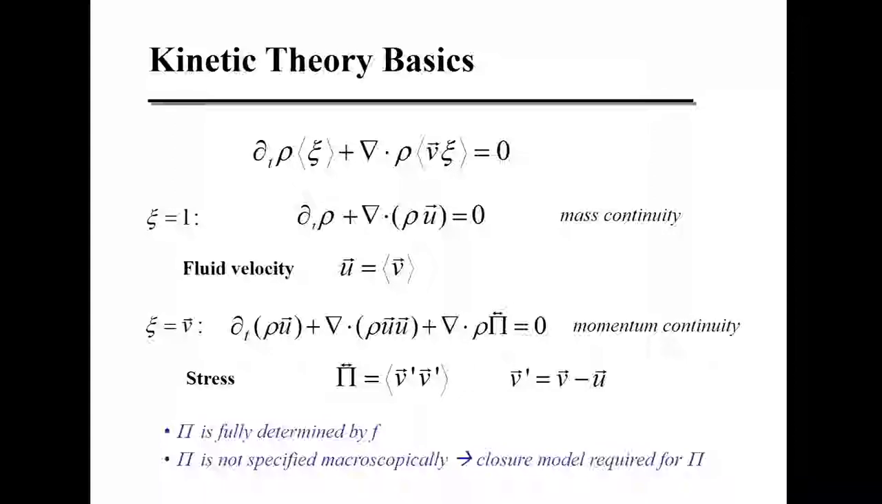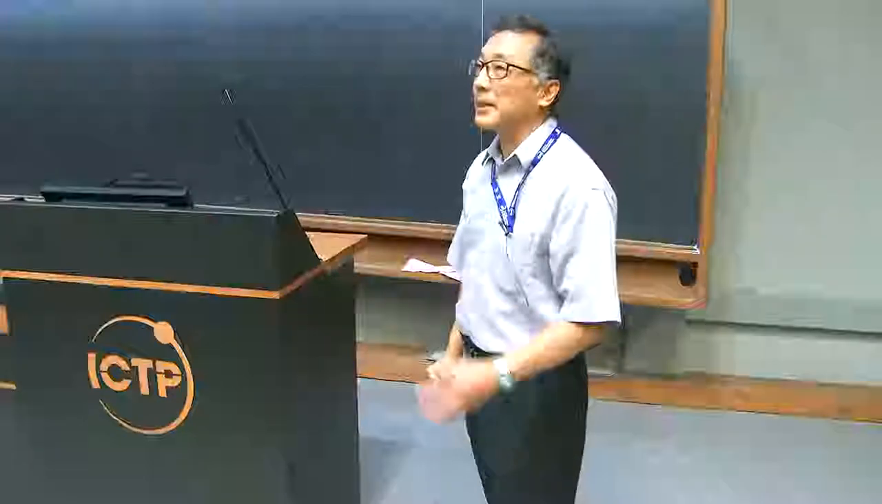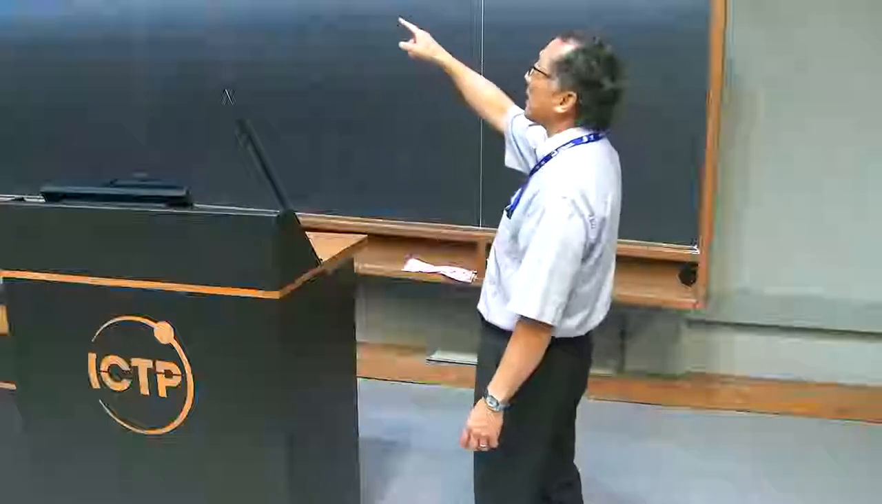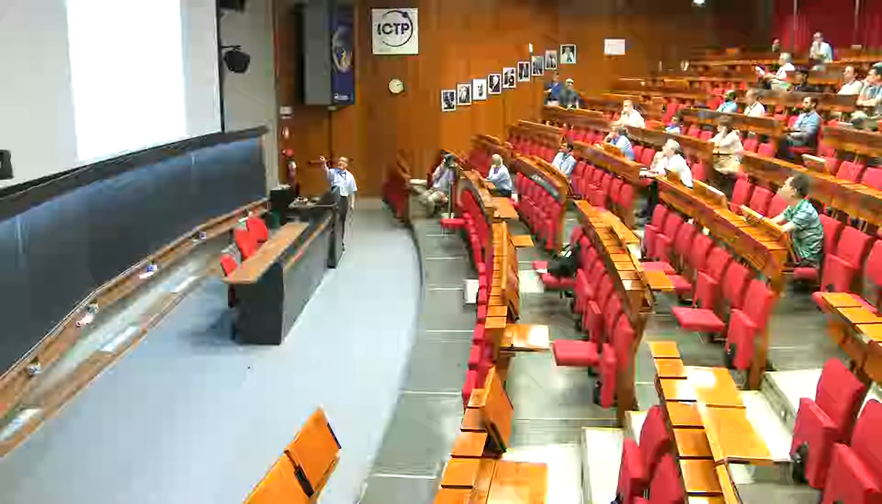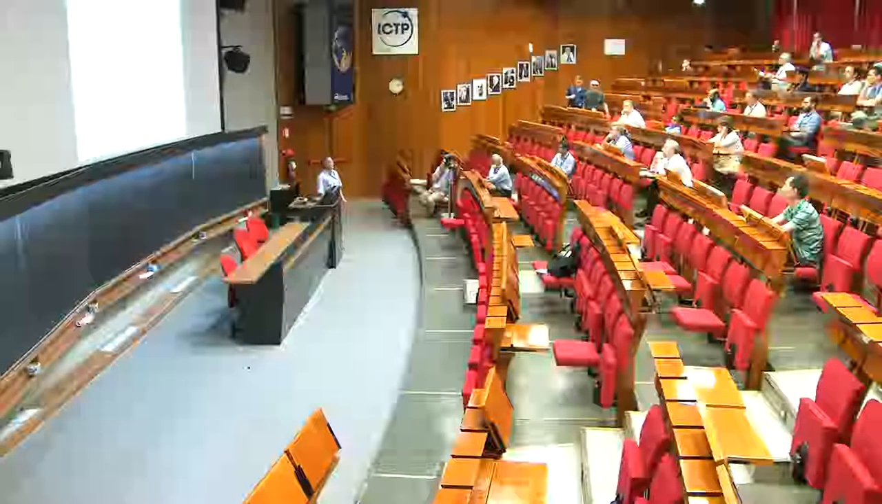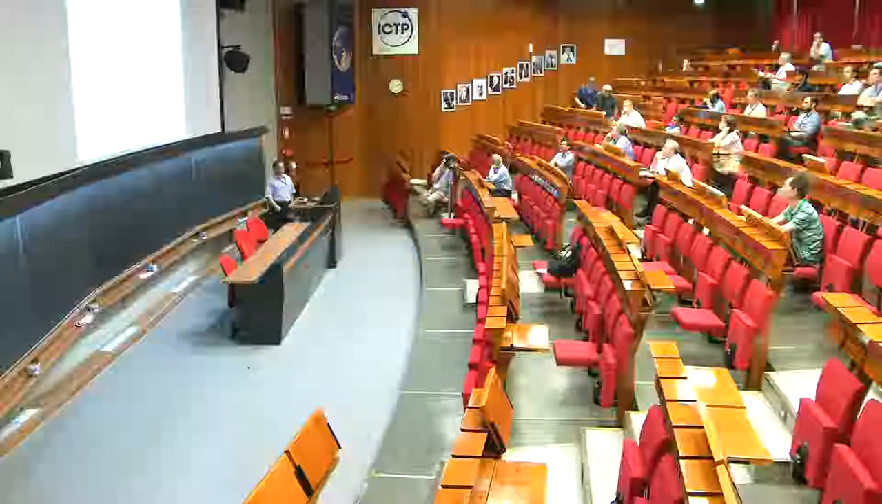But then you're left with a momentum flux tensor, which is represented by the Pi, in a similar form as the velocity deviation from the mean and the second order average of that. I want to point out this momentum stress tensor is fully determined when you solve the Boltzmann equation. There's nothing unknown about it. The only thing unknown is at the macroscopic level, this Pi needs to be closed in order to have a closed macroscopic representation.